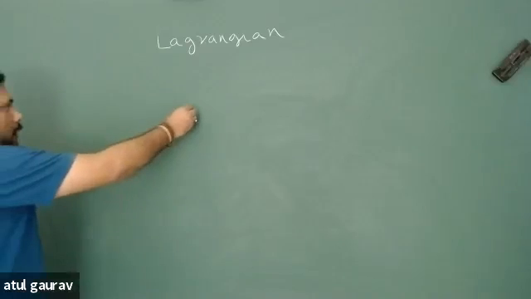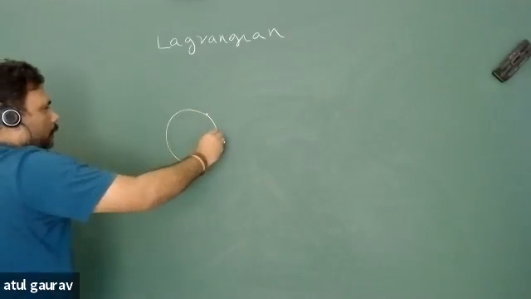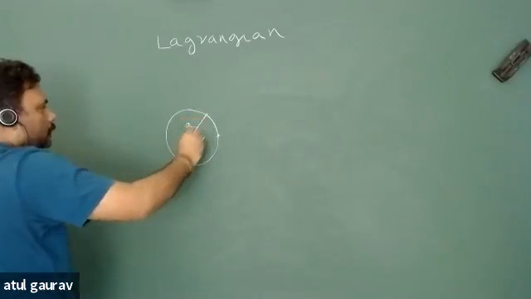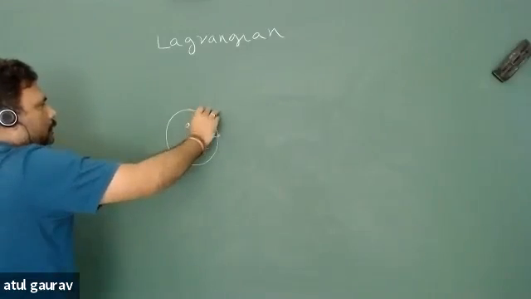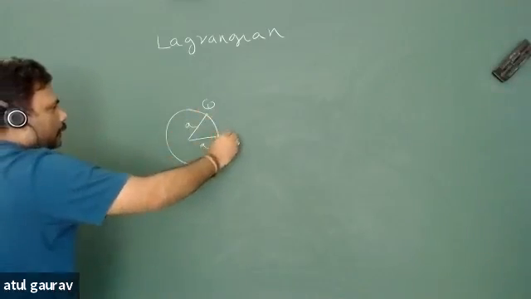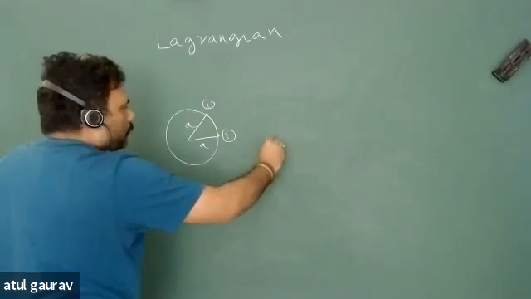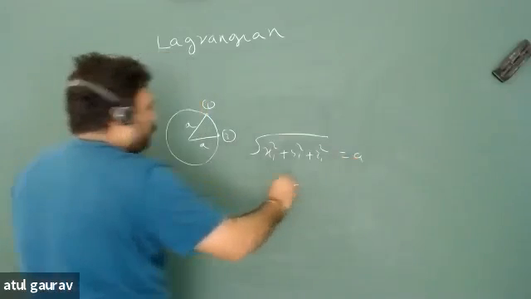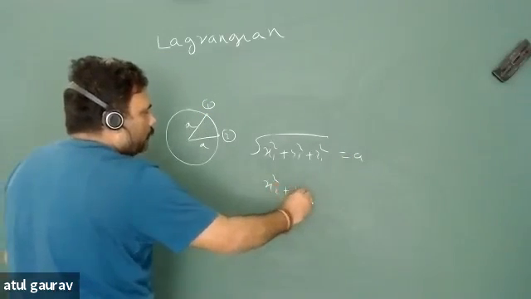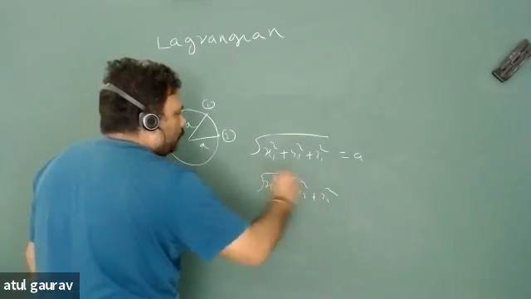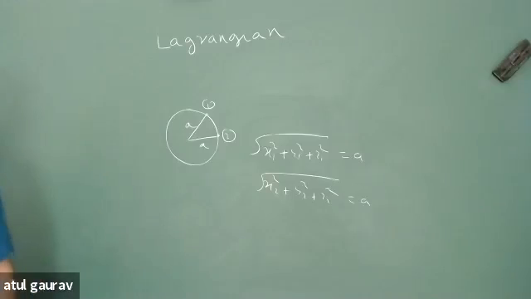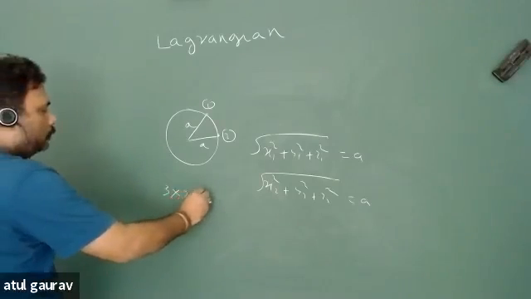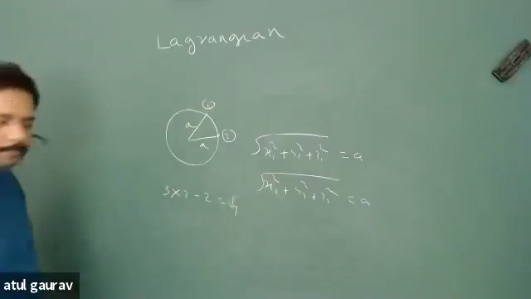Suppose it moves only on the surface of a sphere. Suppose this is your first particle, this is your second particle, and this is radius A. For the first particle, x1 squared plus y1 squared plus z1 squared is equal to a squared. And for the second particle, x2 squared plus y2 squared plus z2 squared is equal to a squared. So we have 3 into 2 minus 2, which is 4 degrees of freedom.